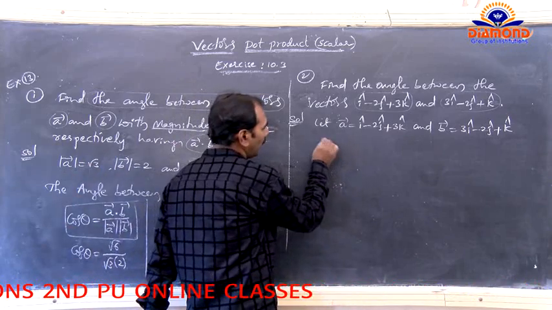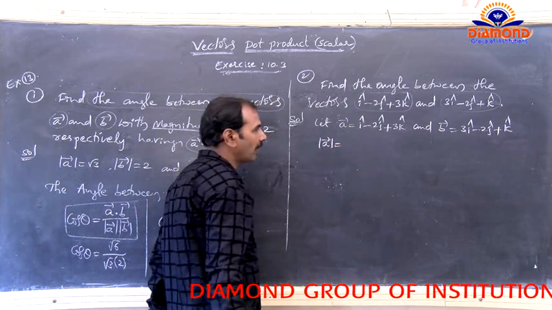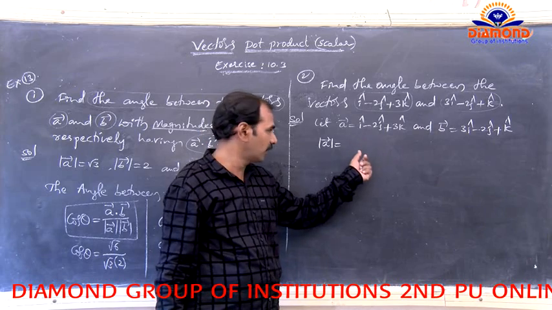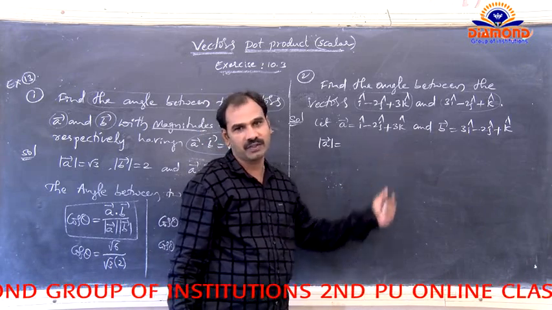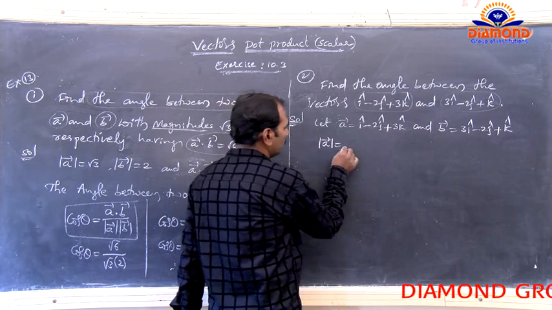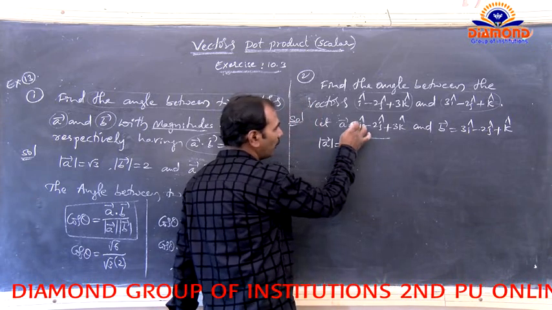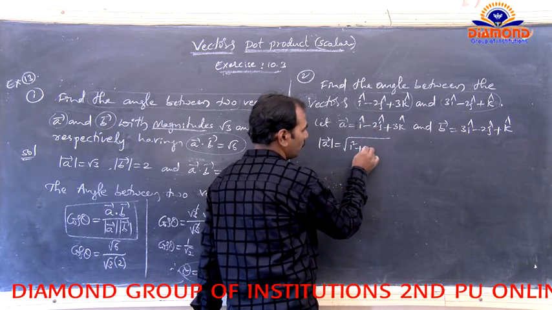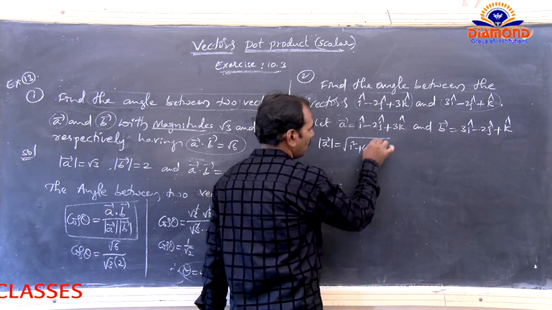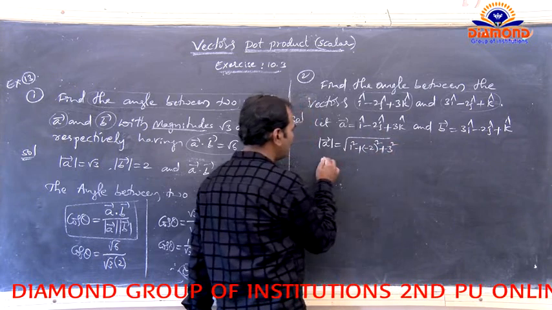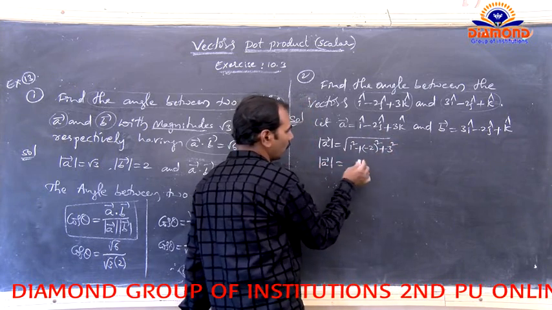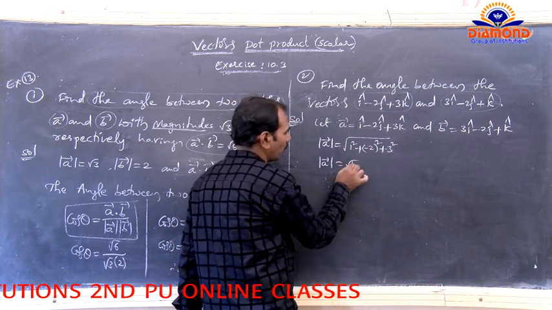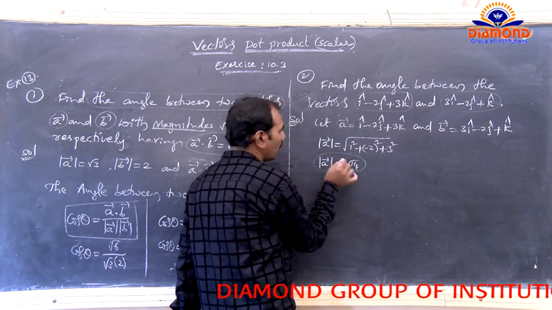First of all, what do we calculate? The magnitude of A. You know the formula already: the square root of A1 square plus A2 square plus A3 square. So under the root, I component 1 square, J component minus 2 square, plus 3 square. It means magnitude of A equals 9 plus 1, 10, plus 4, root 14. This is the magnitude of A.